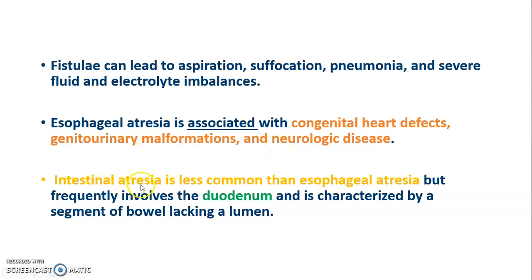The intestinal atresia is less common than the esophageal atresia. So, esophageal atresia is more common, and if intestinal atresia is present, then it usually involves the duodenum.